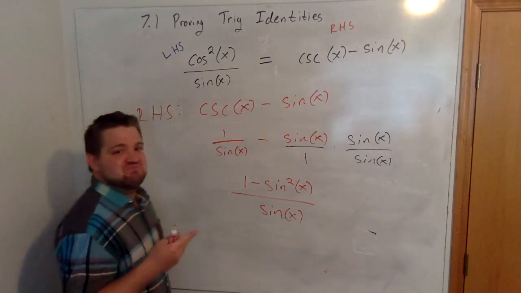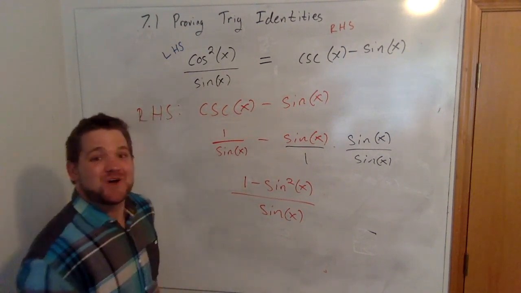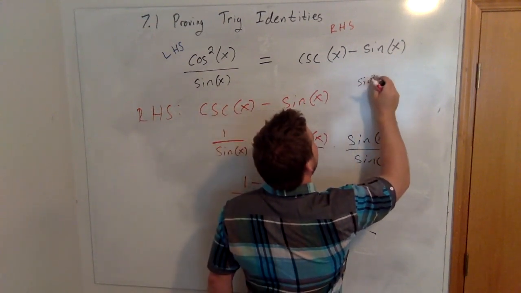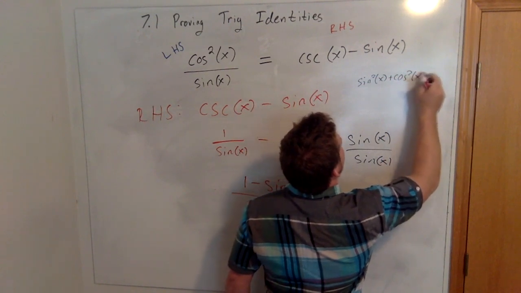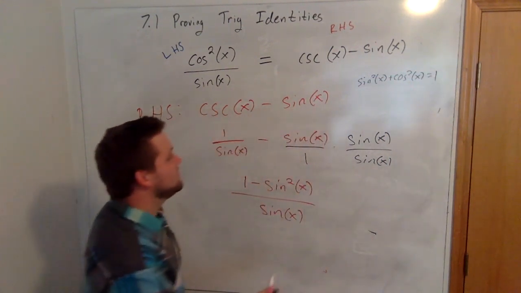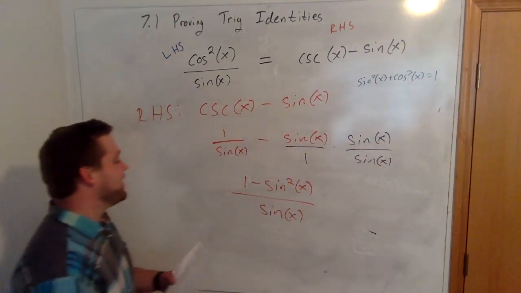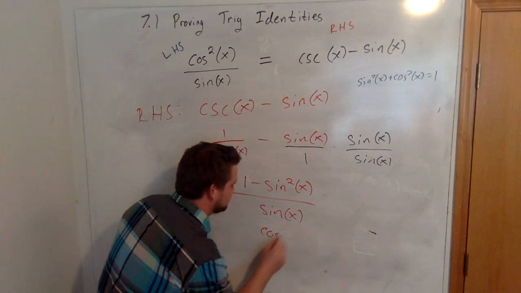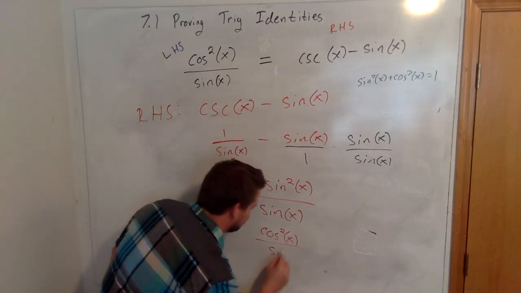Okay. Well, where to go from here? Well, I don't know if you can smell 1 minus sine squared. That smells a lot like cosine squared. Remember, sine squared of x plus cosine squared of x is equal to 1. So if I subtract sine squared from both sides, cosine squared is equivalent to 1 minus sine squared. This is the same thing as cosine squared of x all over sine of x.